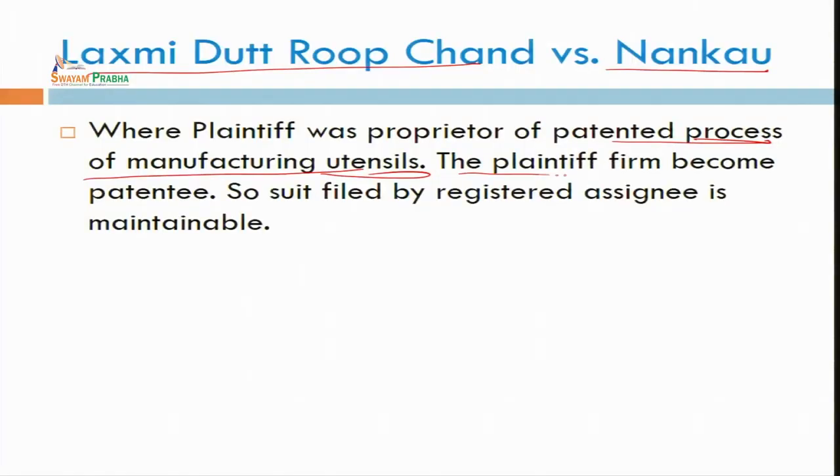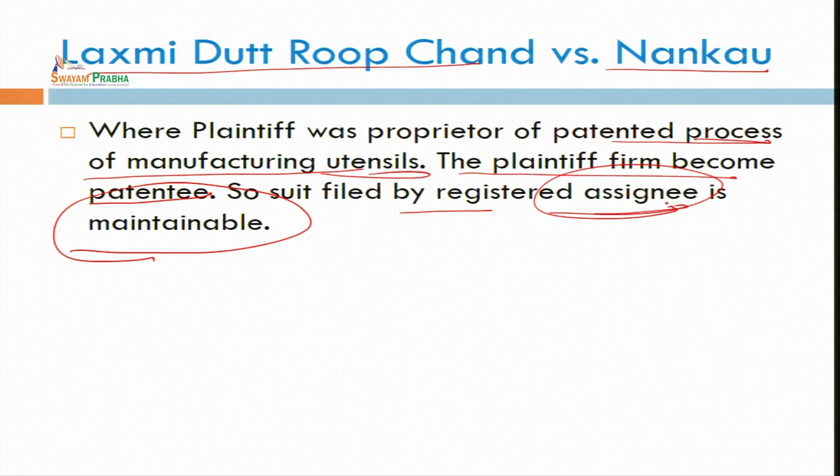In this case the plaintiff firm became the patentee. An individual person has invented something, but the firm is in his name, for example Lakshmi Dutt versus Roopchand. The whole firm can become the patentee, so if they have filed a suit, it is maintainable. The case relates to the locus standi of that registered firm. The registered firm is an assignee. Now the question arises whether the inventor himself or the assignee can file a case. Any person can file a case, whether the patentee himself, his authorized agent, his assignee or the legal representative of the inventor.